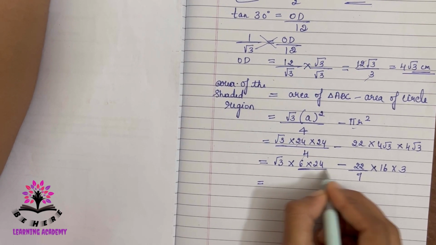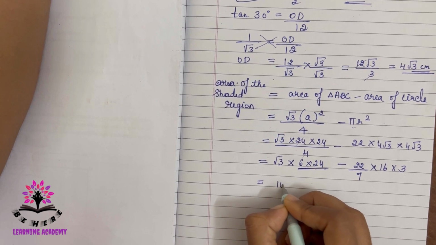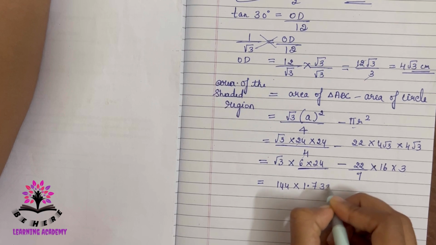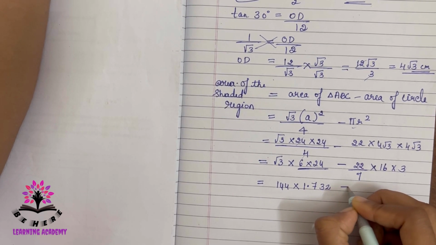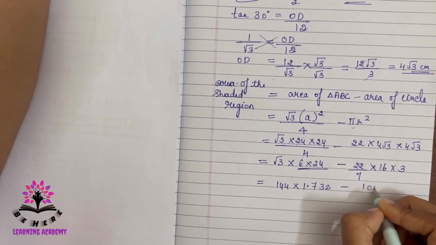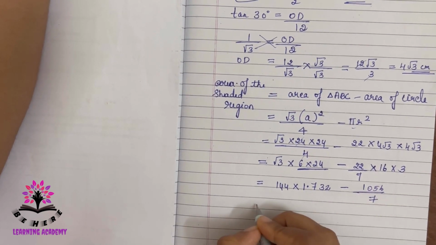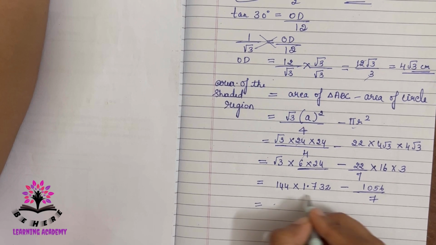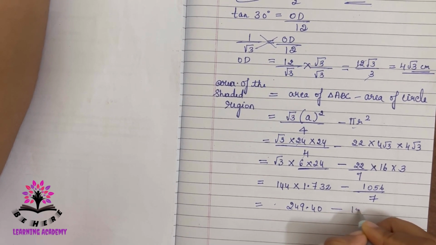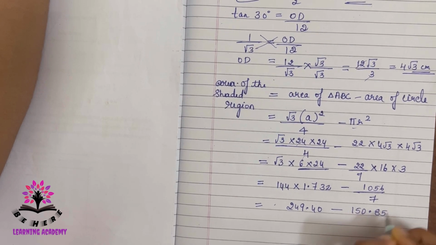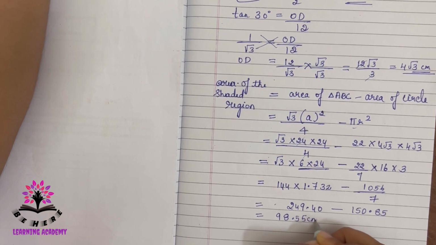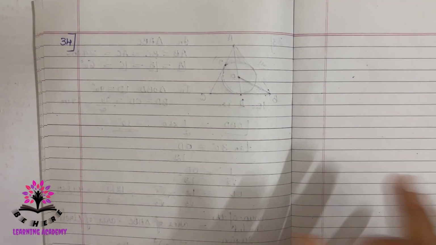So we know the value of root 3. First let us multiply this. While multiplying this, the answer will be 144, and root 3 is 1.732, minus multiplying 22 into 16 into 3, that is 1056 divided by 7. So here while multiplying, the answer will be 249.40 minus 150.85. So the final answer is 98.55 centimeter square. Question number 34.